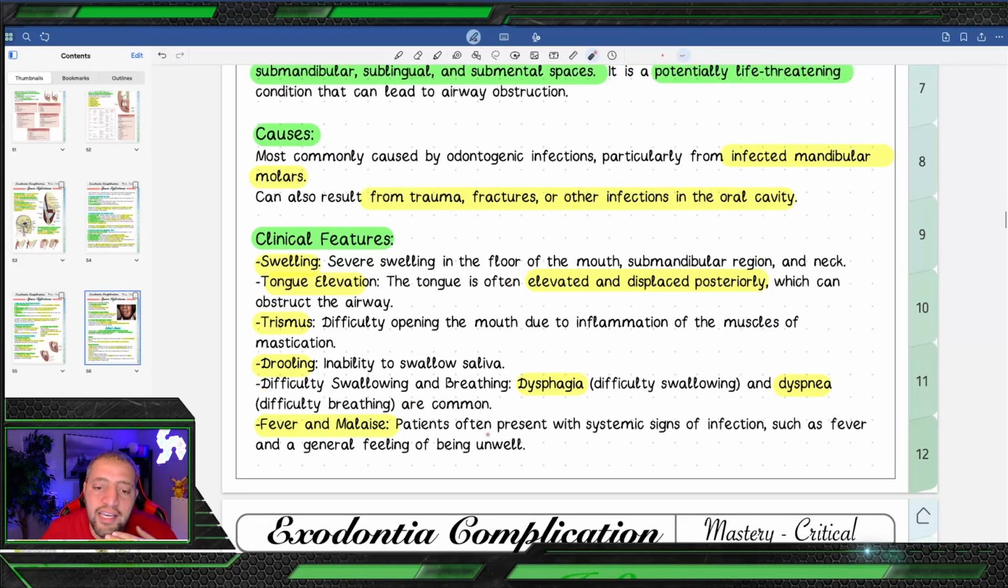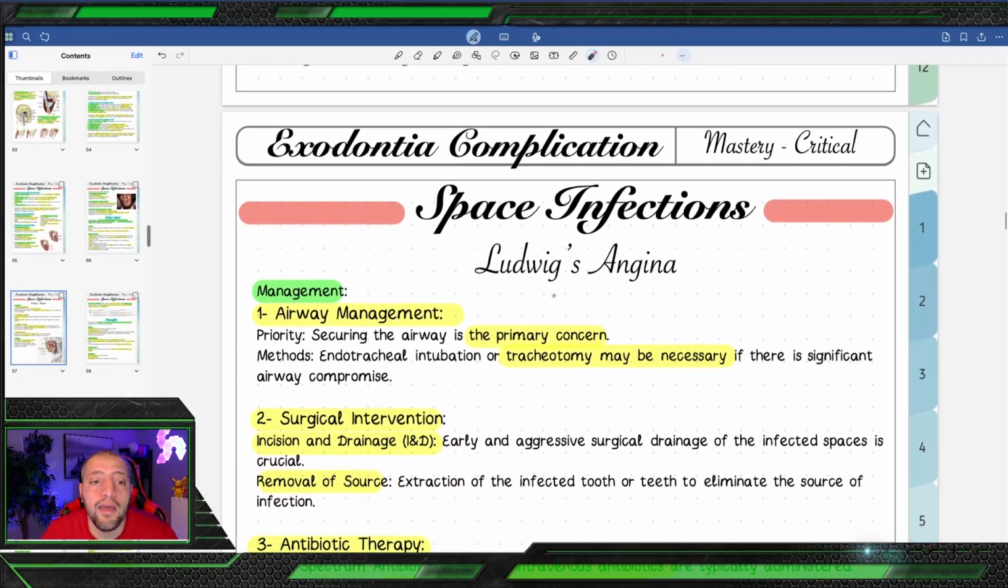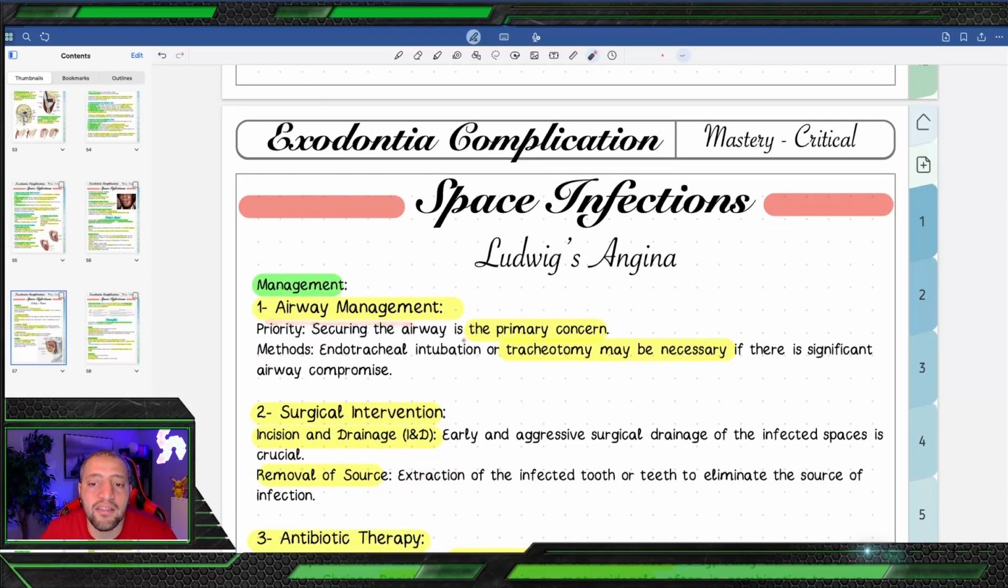Fever, malaise: the patient often presents with systemic signs of infection because you have infection everywhere inside your soft tissue. Management: airway management, and this is the primary concern.